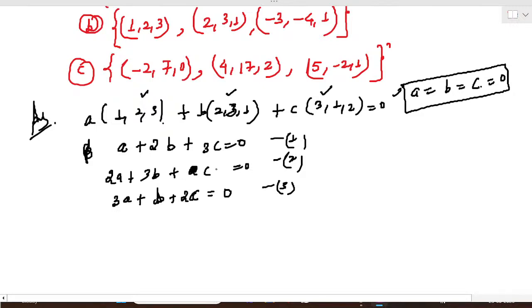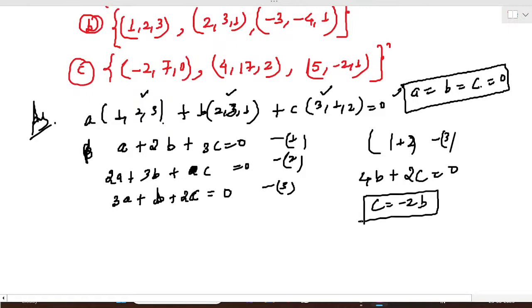What I can do, I can add these two up and subtract 3 from it, right? I can add 1 and 2 and subtract, whichever way it suits you. So this will be 4b plus 2c equal to 0. So it will give me c equals minus 2b, right? This is 1. And if I place this up, I get a minus 4b equal to 0. It implies a should be equal to 4b. From here, a is equal to 4b.